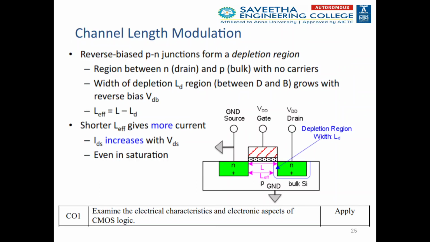Next we discuss channel length modulation. The reverse biased PN junction forms a depletion region between drain and source. The length of this region is denoted by LD. Here L effective is L minus LD. A shorter L effective gives more current. So IDS increases with VDS even in the saturation region.